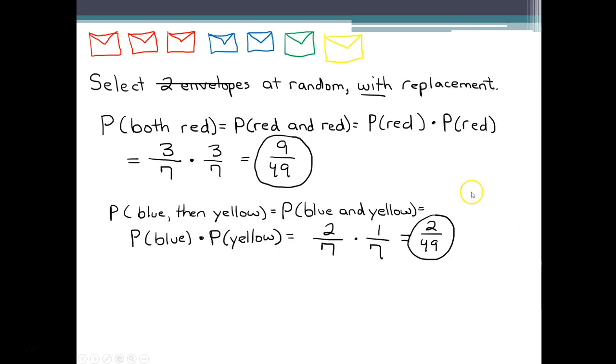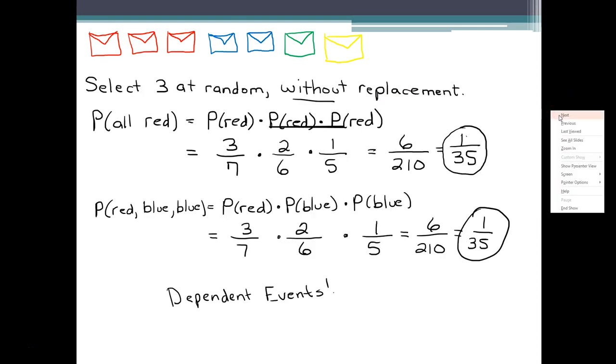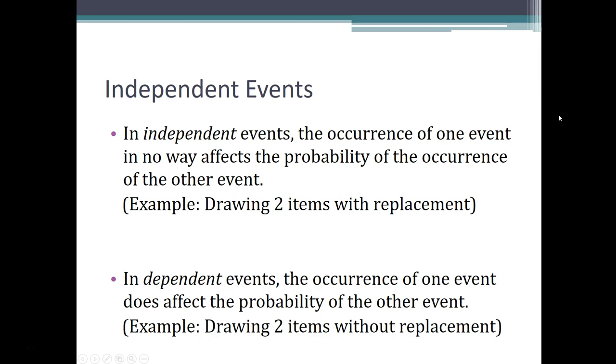Whereas with replacement, those are independent events. Because like here, drawing both reds, drawing a red on the second one, the probability was independent of what happened in the first one. First one didn't really matter because the red got put back in, and on the second draw, you're none the wiser. Probability doesn't get affected. Same thing here with doing the blue then yellow, as long as it's with replacement. So that's independent versus dependent.